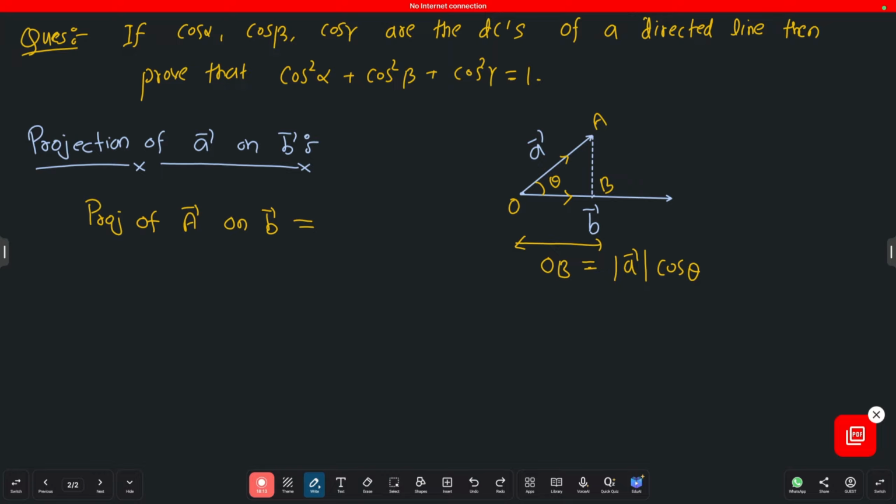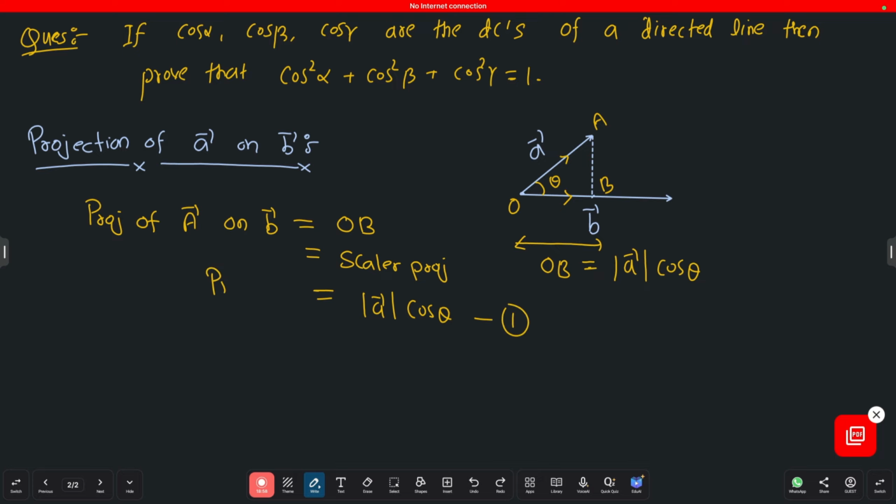You already know the formula for cos theta. If theta is the angle between A vector and B vector, then cos theta is A dot B upon mod A mod B. OB is called the scalar projection, because projection is of two types, one is scalar projection and one is vector projection. Scalar projection means only magnitude. Scalar projection will be mod A cos theta.